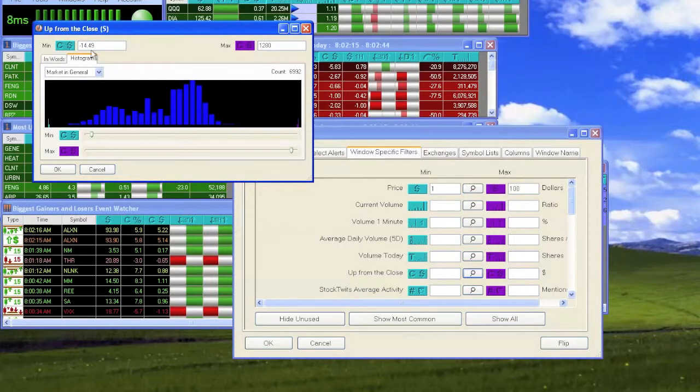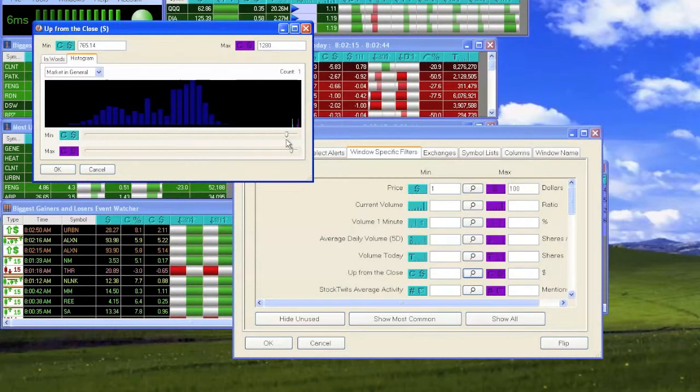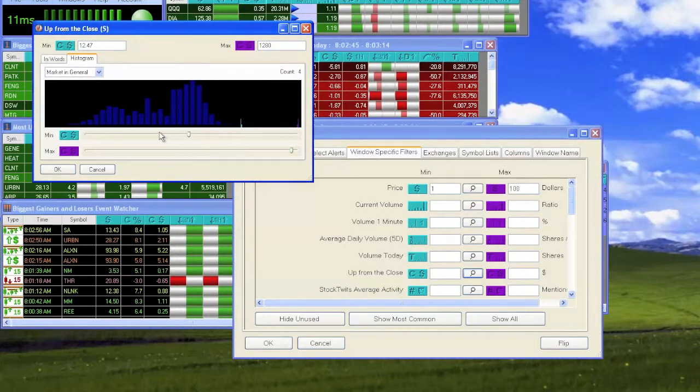So if you're interested in this filter and what value a stock is up or down from the close, you probably don't want these extreme values. They're just so much different compared to normal stocks. And you can see that there's nothing like this high-end outlier. Not even close. The simple way to get rid of the extremes is to drag this to where you feel comfortable. Perhaps about $1 down and $1 up.